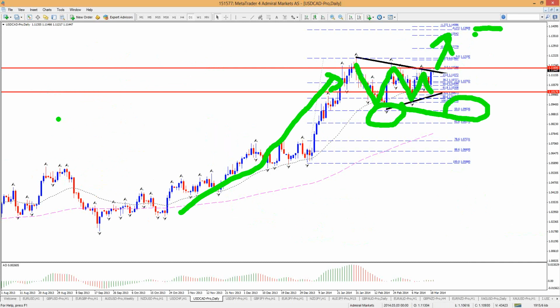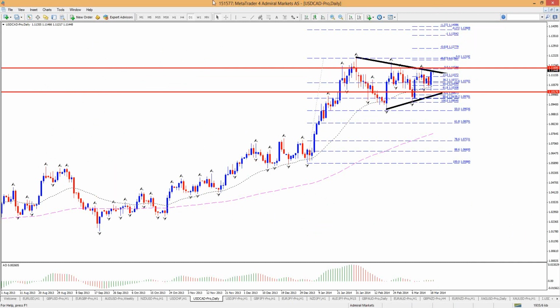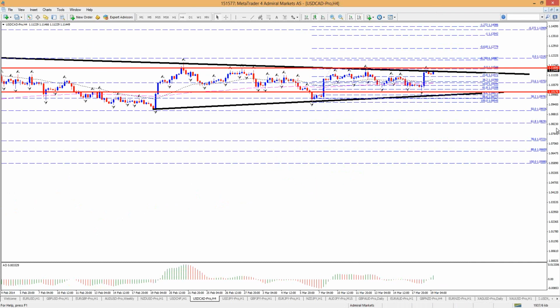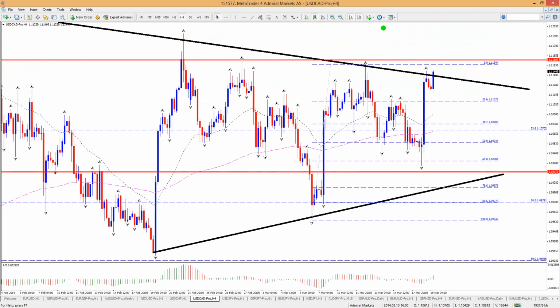So with that said, personally, I would trail stop it, though, because there's no guarantee we'll go to 113.90 or 113.70. And anytime we get a new 4-hour fractal, I would go about 15, 20 pips below that to reduce the risk and lock in profit.